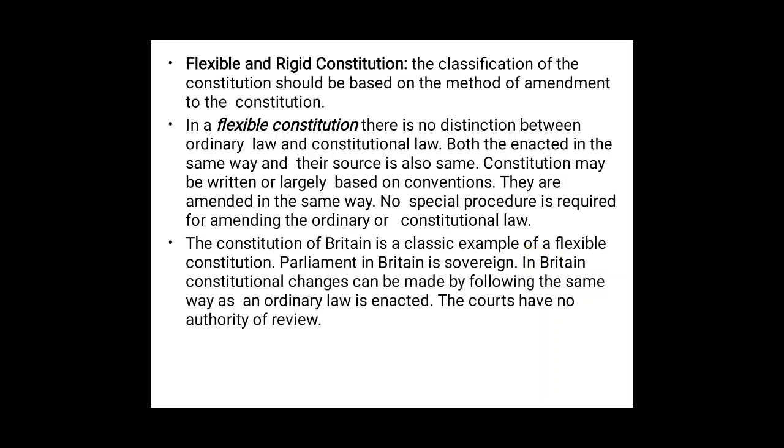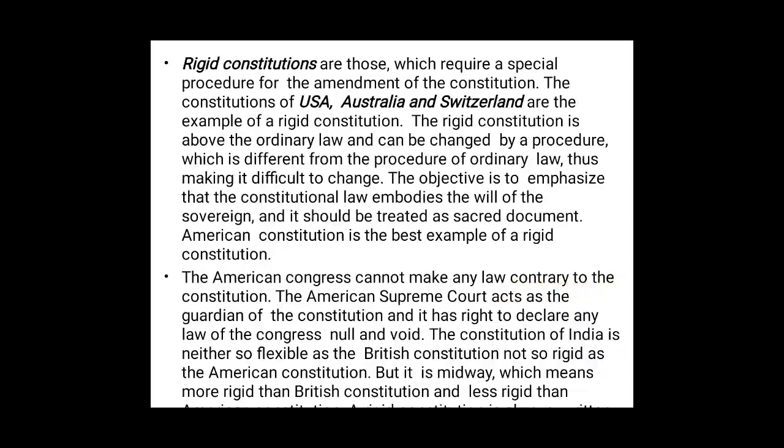The Constitution of Britain is a classic example of a flexible constitution. Parliament in Britain is sovereign, and in Britain constitutional changes can be made by following the same way as an ordinary law is enacted. The courts have no authority of review.